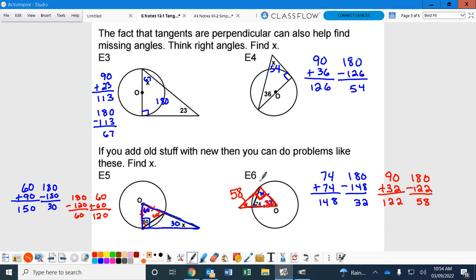Guys, you got to remember the right angle. The old stuff, the isosceles triangle, combined with the new stuff, the right angle, gets you to these answers. Old and new. Isosceles triangles combined with the right angles for the tangents. Anybody have any questions? Anybody still writing? No? Okay. Let's keep going.